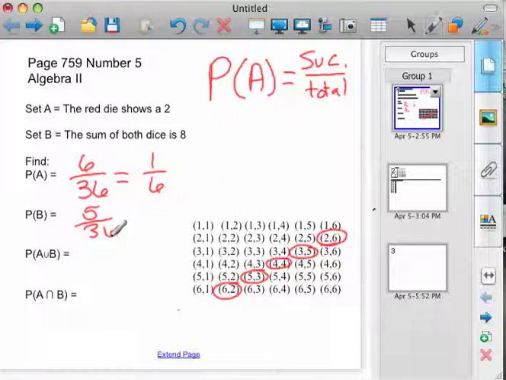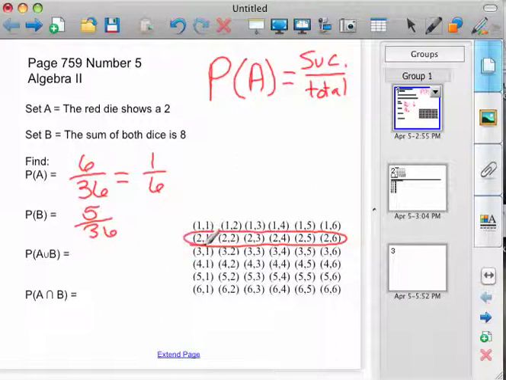Okay. The next one is union. So if you look at all possibilities, with union, you usually supplement the word or, combine them both and make sure you don't count something twice. So probability of A union B would be the probability that the red dice shows a 2 or the sum of both dice is 8. Well, here's all the possibilities where the red dice is a 2, and here is all the possibilities where the sum of them is 8.